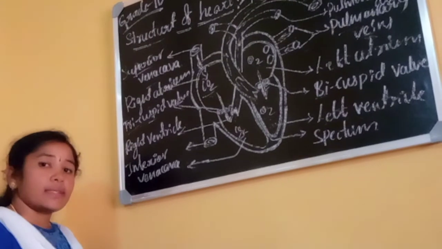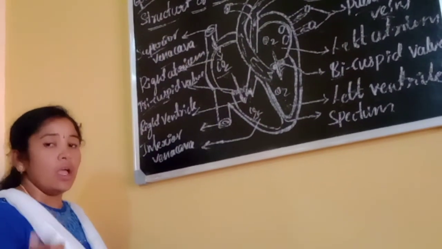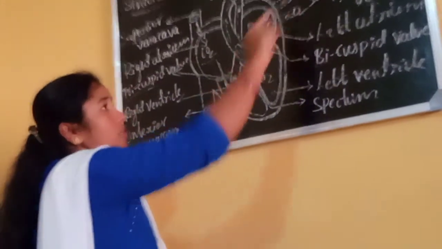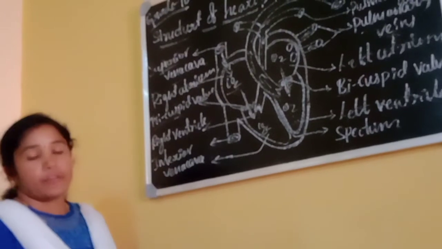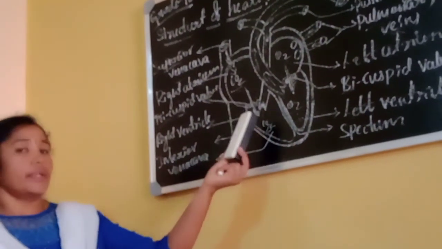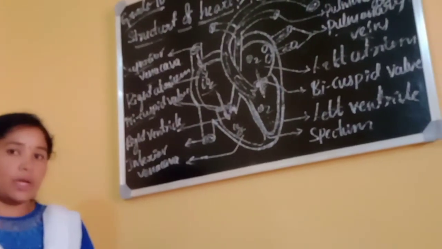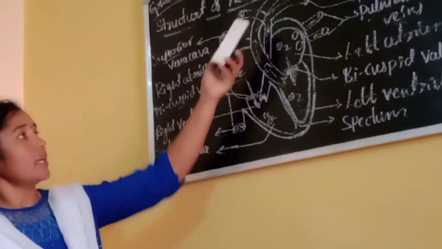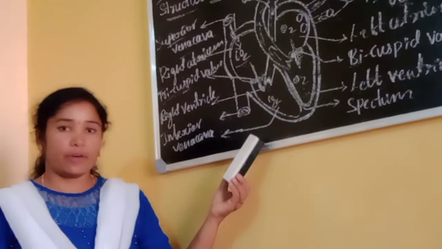Here the carbon dioxide is removed and oxygen is added, so we can call it oxygenated blood. Again that oxygenated blood reaches the left atrium through the pulmonary veins. Like that the blood flows from the heart to other parts and organs of the body. Dear students, in this class you learned about the heart, the cross section of the heart, and also the function of the heart.